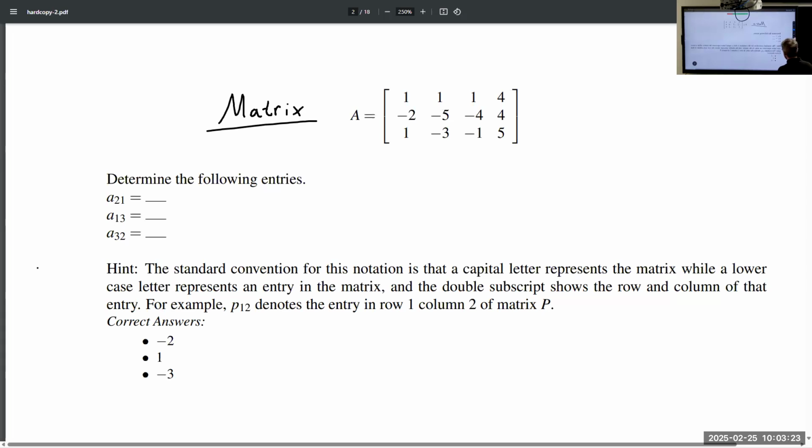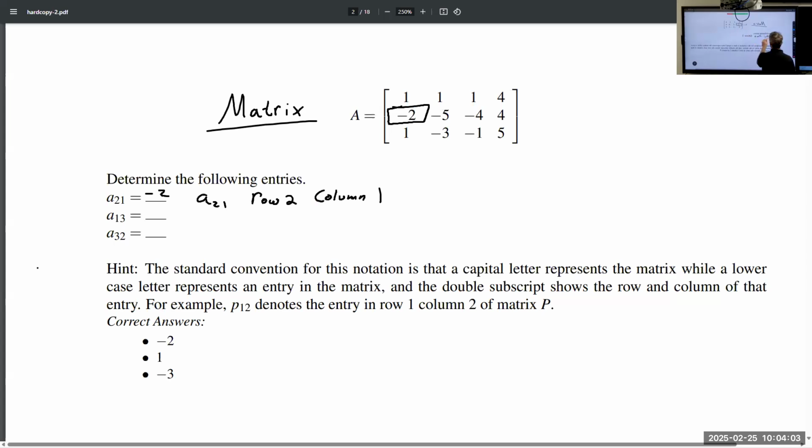Okay, but for this particular homework problem, it says determine the entries. And it says A21. So it's not twenty-one, it's 2-1. And that's going to be row 2, column 1. So this means row 2, column 1. Where's that? That's right there. So that is the entry of row 2, column 1. Okay, so it's just -2.